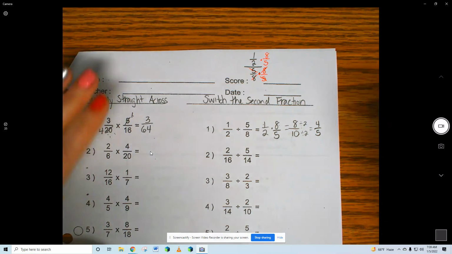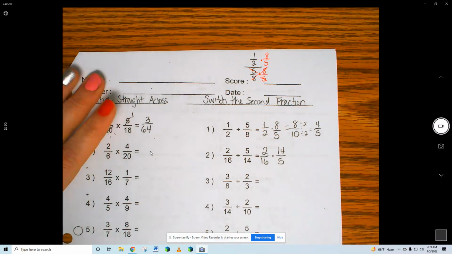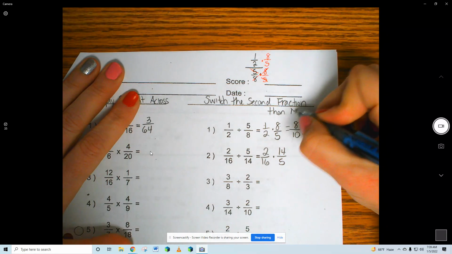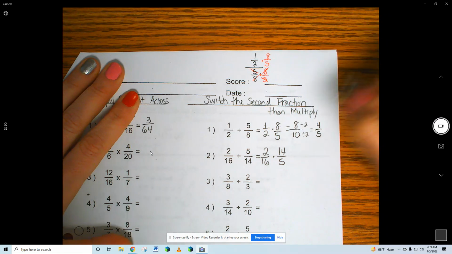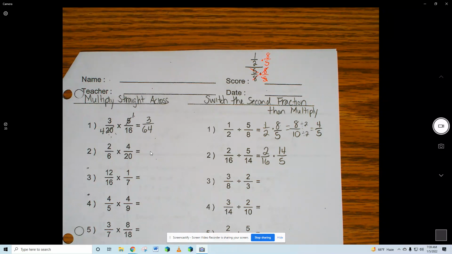Okay. Number 2, I'll just set it up for you. 2/16 times 14/5. So you switch the second fraction and then multiply. So you're not doing 10 on every single one. We're just going to do the first 6 of every single one. So you're going to go to 6. All right, I'm going to stop the recording.